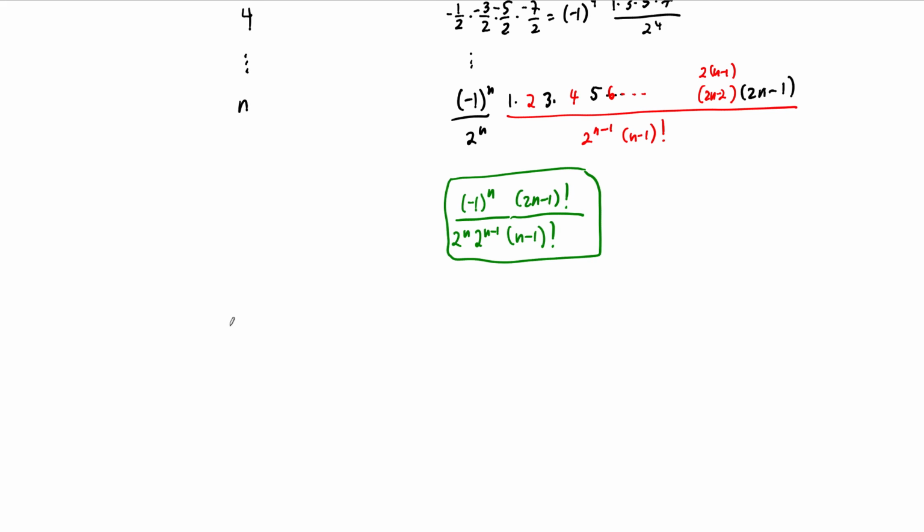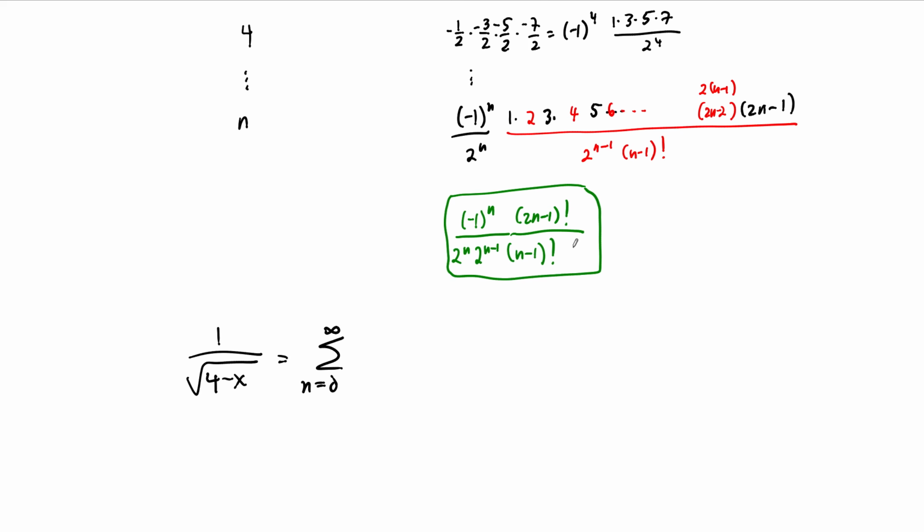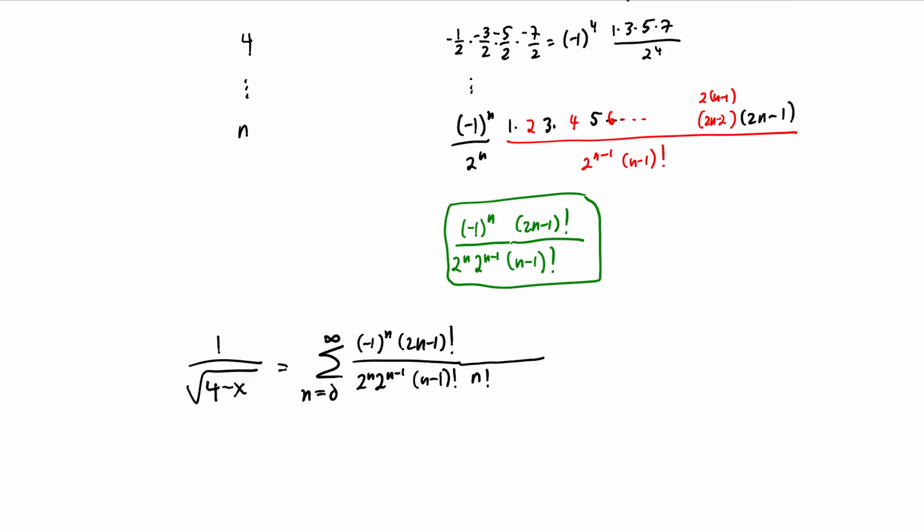So here we've got our function 1 over square root 4 minus x is equal to the sum n from 0 to infinity. Let's look at everything we've got here. Remember, we need an n factor. Let's write this down first. Negative 1 to the n, 2n minus 1 quantity factorial over 2 to the n times 2 to the n minus 1, which is 2 to the 2n minus 1, right? Over n minus 1 factorial. By the way, there's another 1 over n factorial, right? There's an n factorial on the bottom. So just leave it like this. And then we have to go back and get everything else.